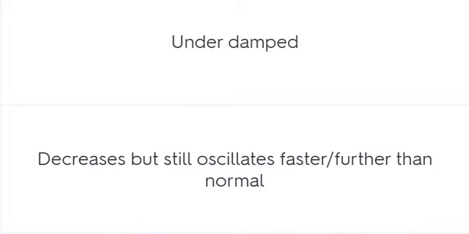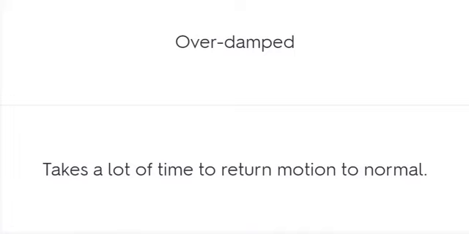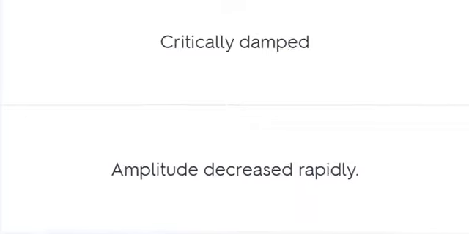Underdamped. Amplitude decreases but it still oscillates. Overdamped. Takes a lot of time to return to normal motion. Critically damped. Amplitude decreases rapidly.